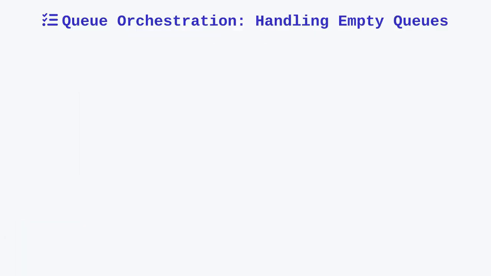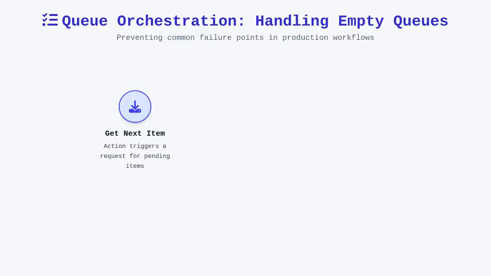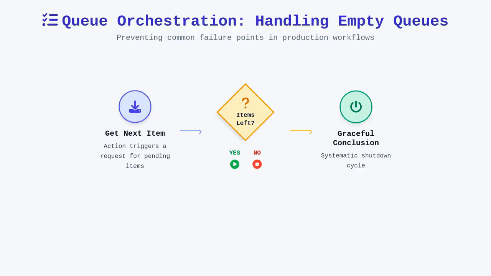A common point of failure for developers new to queue orchestration is the handling of the scenario where no items remain in the queue. In a well-structured production process, your logic should anticipate this state rather than treating it as an unexpected error. When the getNextItem action returns a result indicating that no further pending items exist for the specified queue, your flowchart should naturally guide the process toward a graceful conclusion.